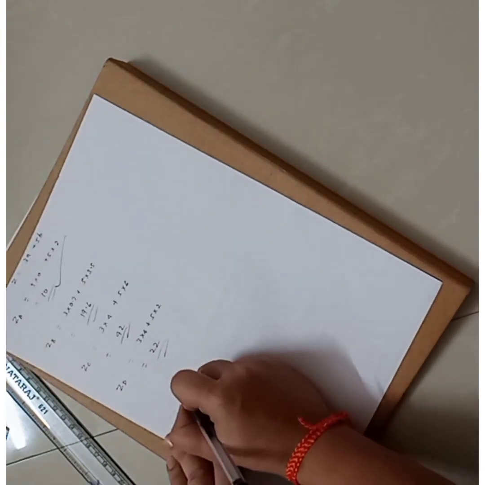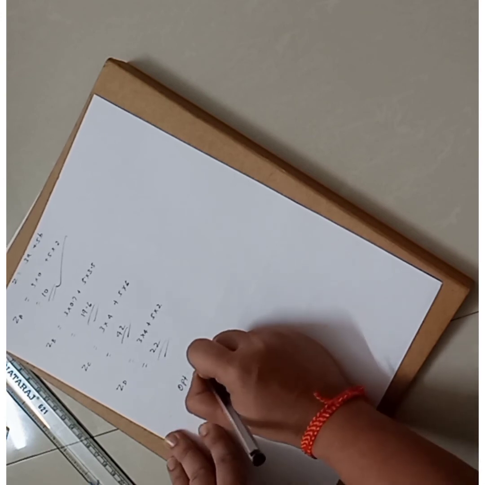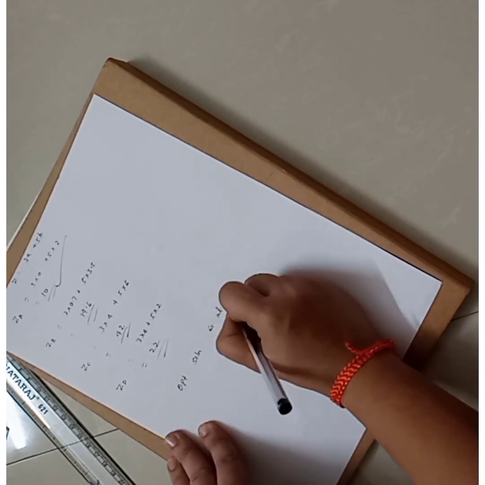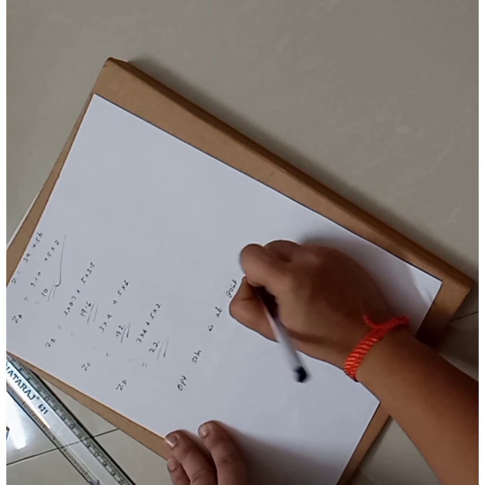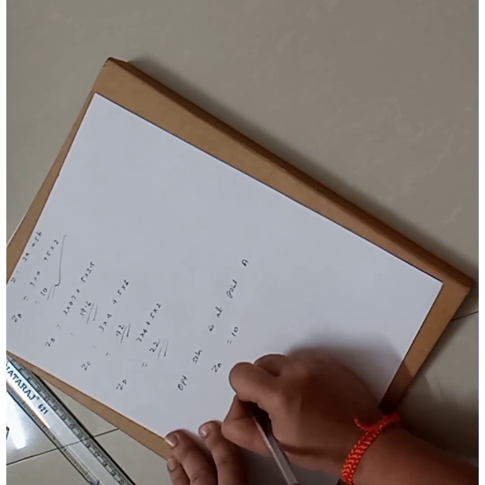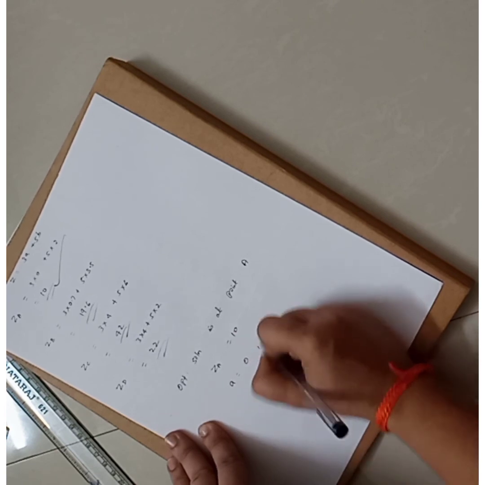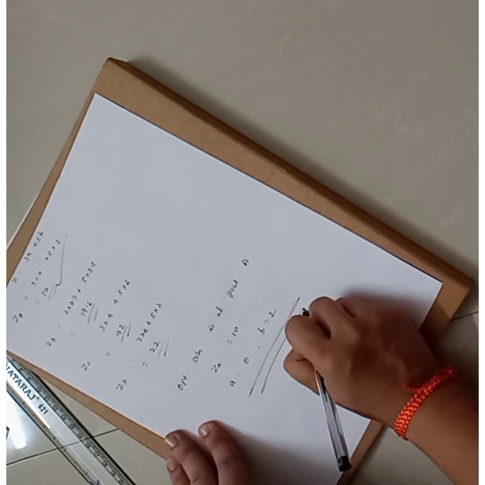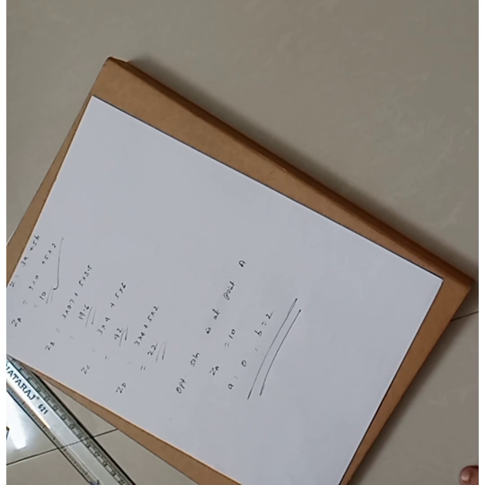So you can write optimum solution is at point A, and Z of A is equal to 10 and A is equal to 0, B is equal to 2. So this is your optimum solution. I hope this is very clear to you.